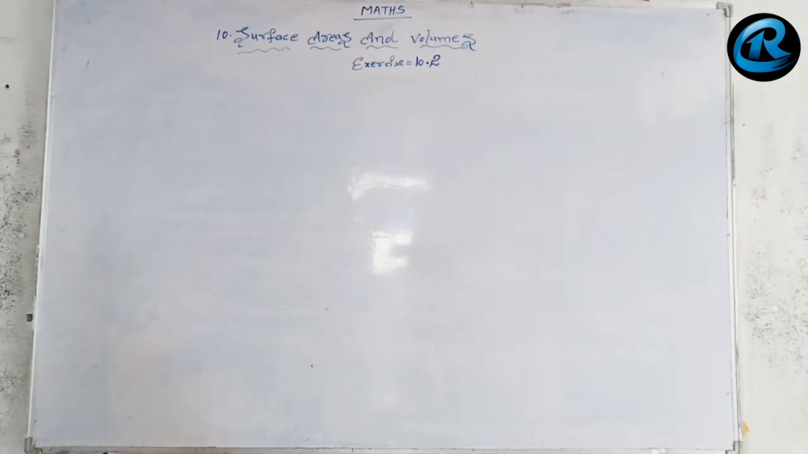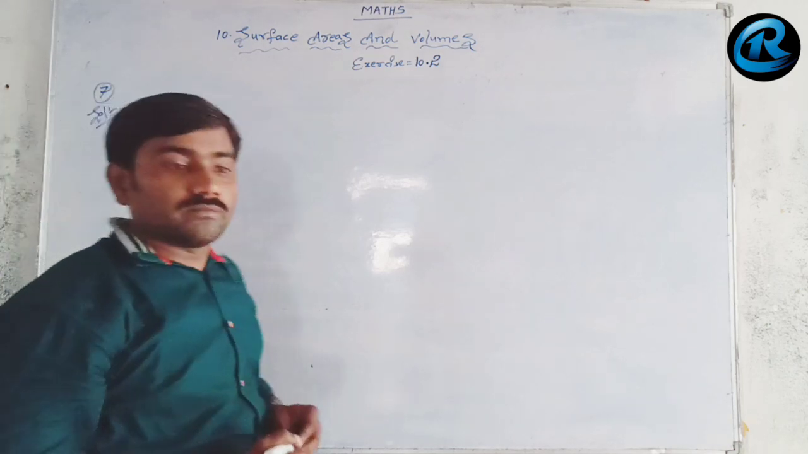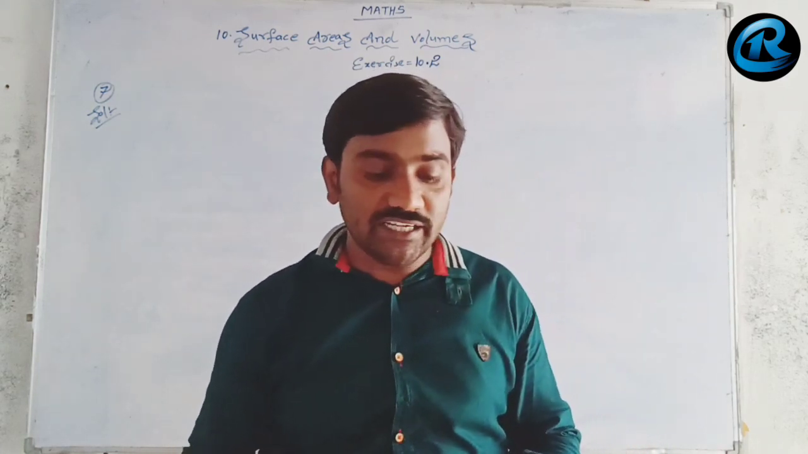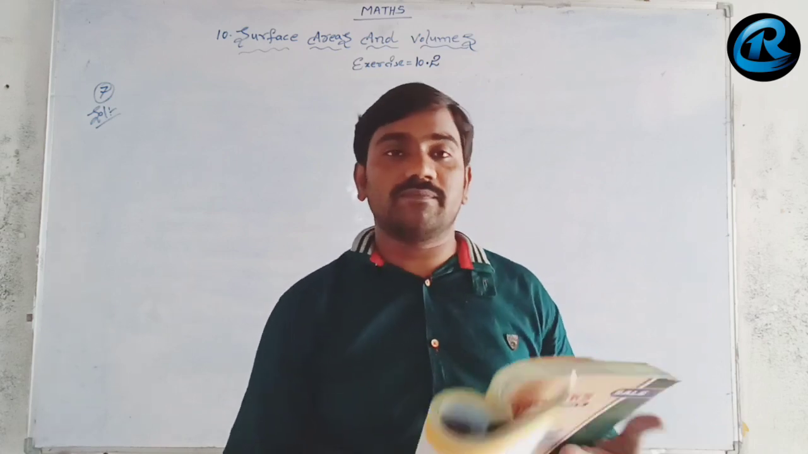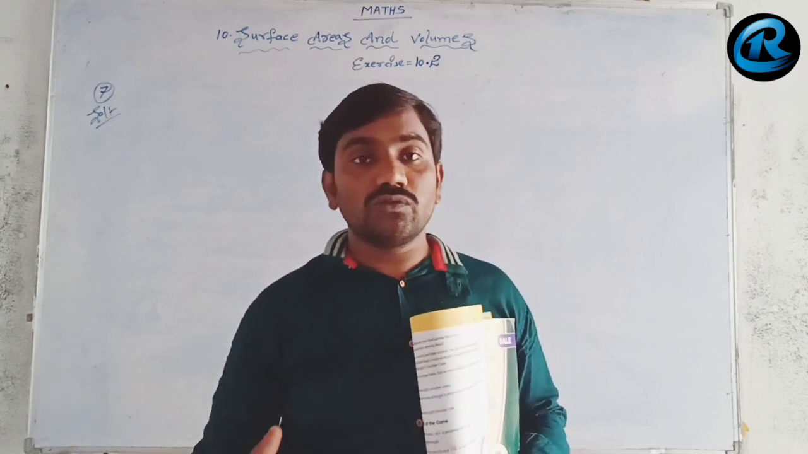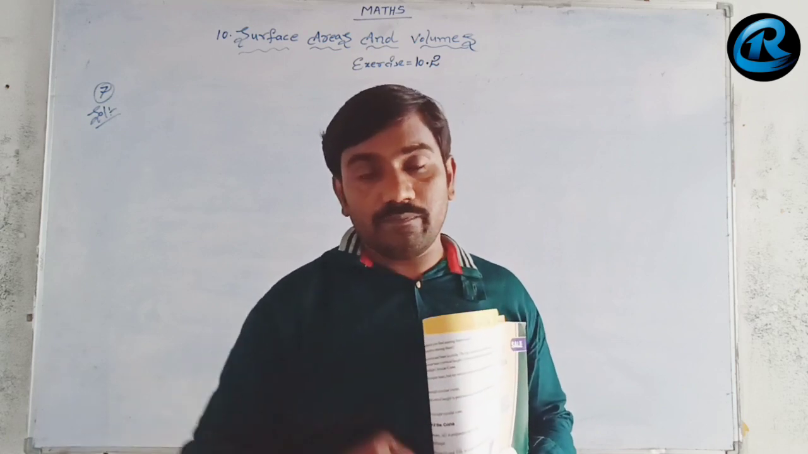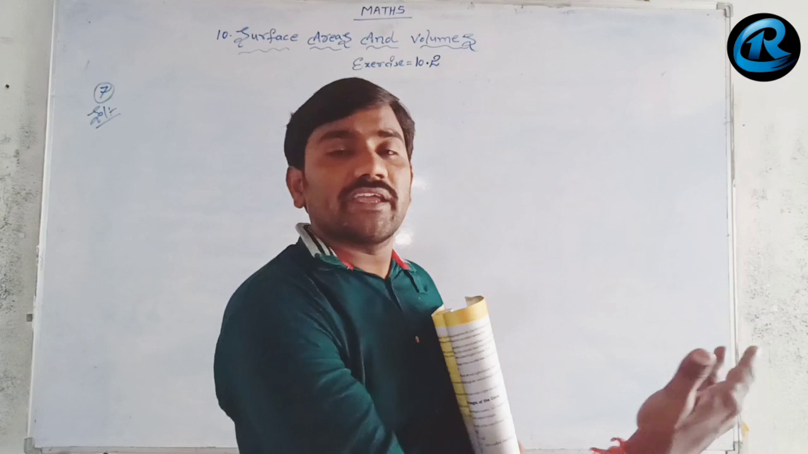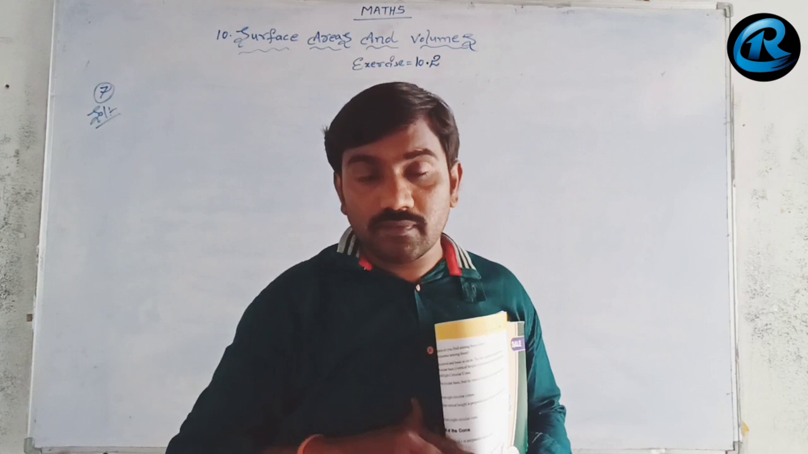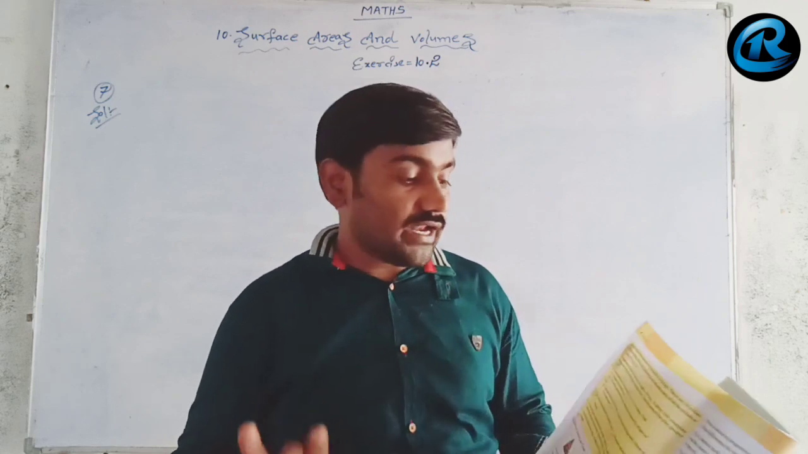Now we go for question number 7. The diameter of a roller is 84 centimeters and its length is 120 centimeters. A roller, you might have seen while playing cricket, on the cricket ground, to make the ground level we use the roller, or while making a road they use the road roller to make the road into one level. You might have an idea about it.